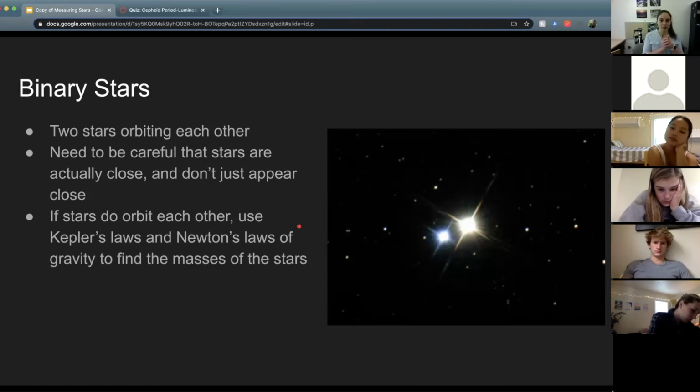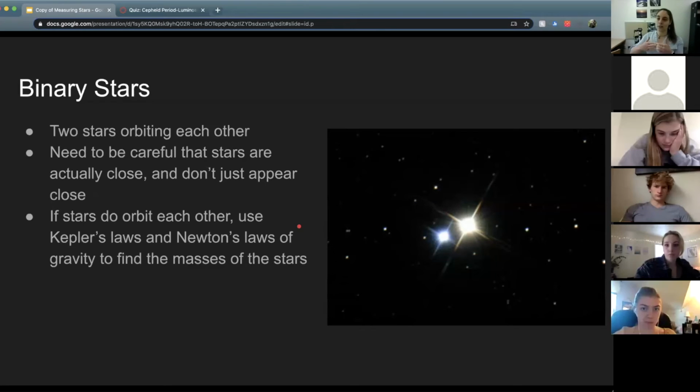In order to look at binary systems, we need to be sure we're measuring two stars that are actually orbiting each other and not just two stars that look like they're close. A lot of times when you look up in the sky at night, some stars look close to each other, but they could actually be really, really far apart if they are not the same distance from us. So two stars that are close to each other but not the same distance from us won't be a binary system.